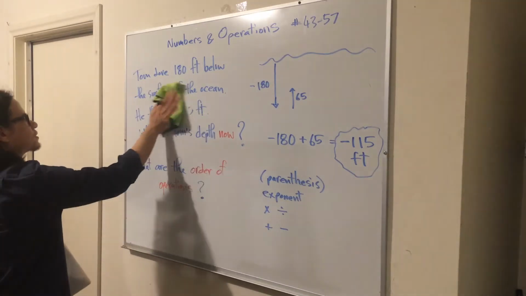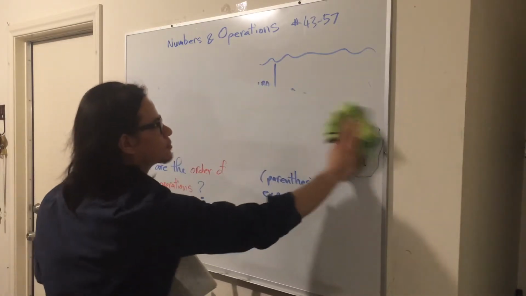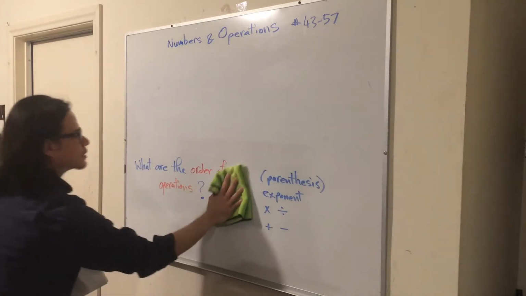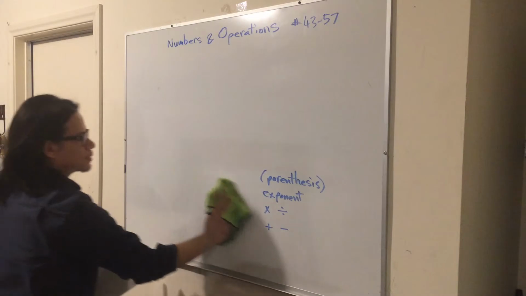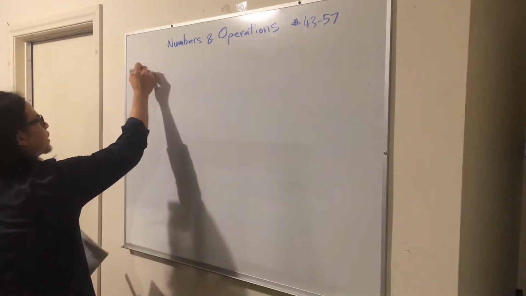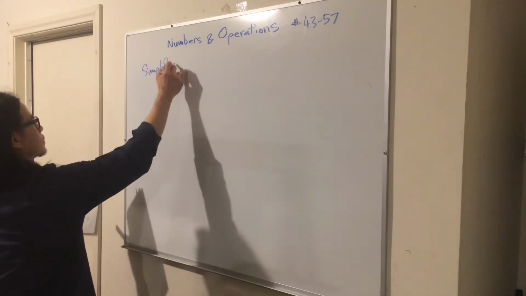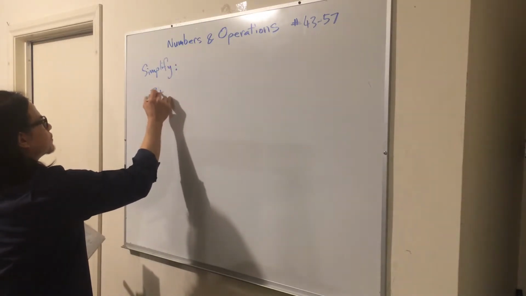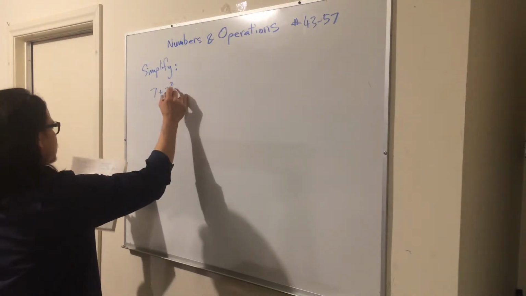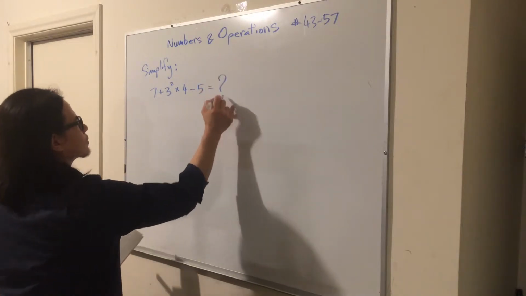Okay, so best to look at some examples here. You can say that this is the fun part of the numbers and operations here. Okay, so if you're asked to simplify, seven plus 3 to the second power times 4 minus 5 equals what?